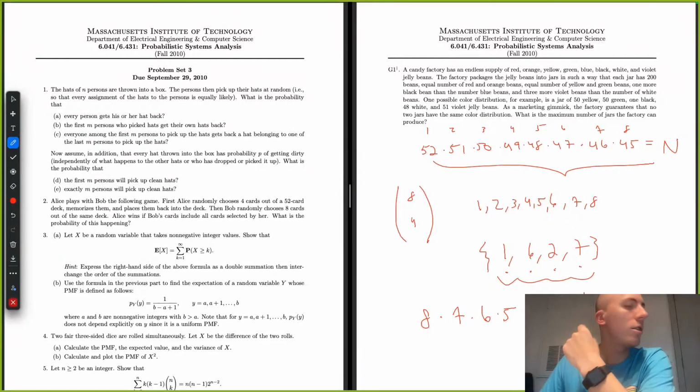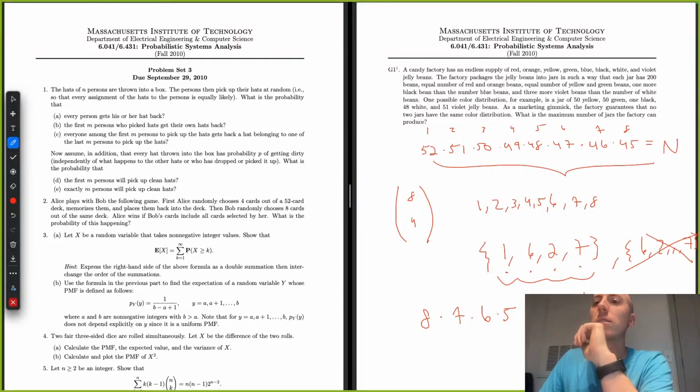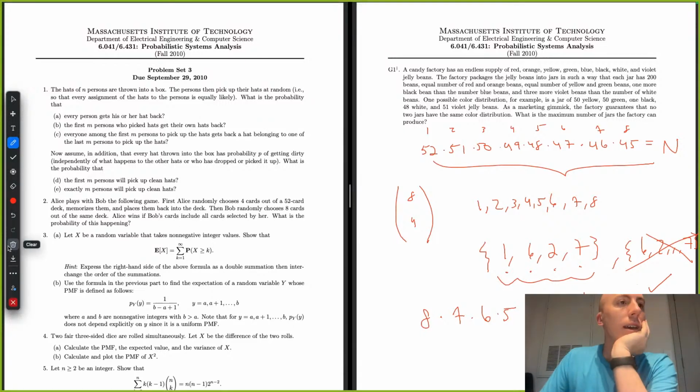Oh, but you don't want to double count things, like 6, 2, 1, 7. So you additionally divide by the number of ways to permute this. So it's times m factorial. Yeah, cool.